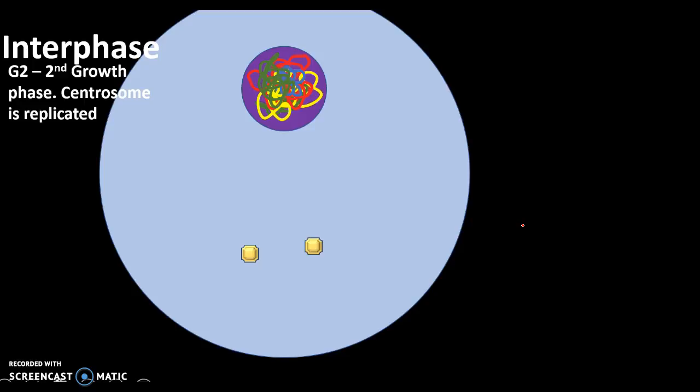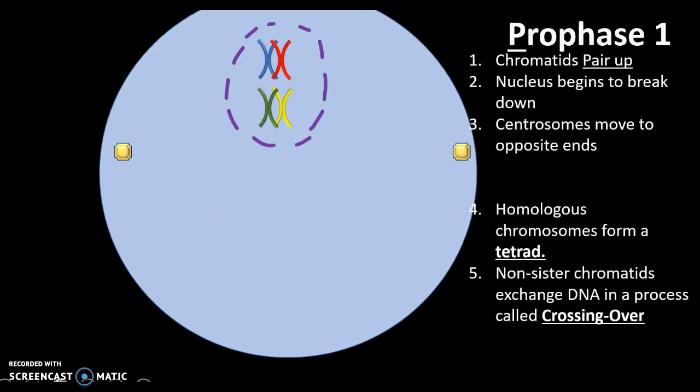Now, since this cell is going to go through cell division twice, everything's going to have a number with it. So it's going to be prophase 1, then metaphase 1, and then anaphase 1. You guys will see in just a second. So first we go to prophase 1. So far, 1 through 3 shows everything happens just like mitosis. Chromatids pair up, the nuclear membrane starts to break down, and centrosomes start to move to opposite ends.